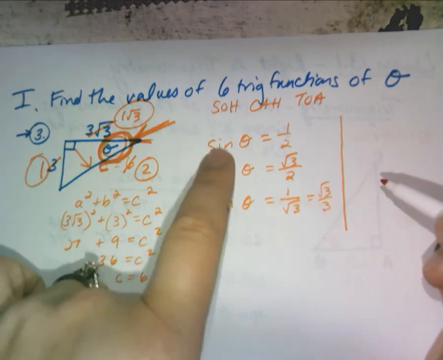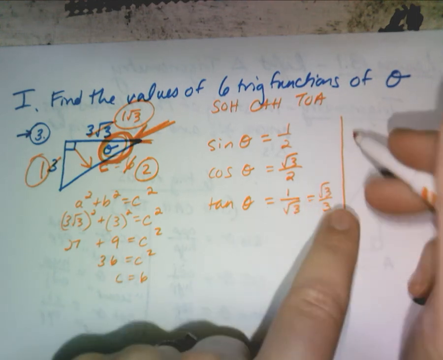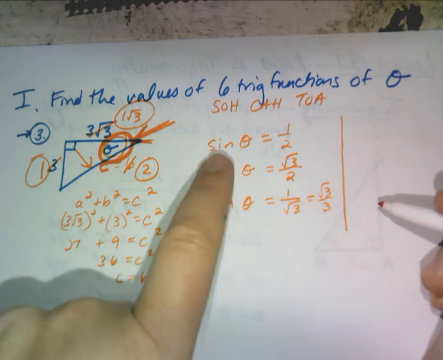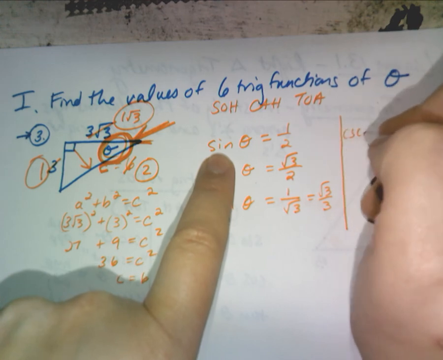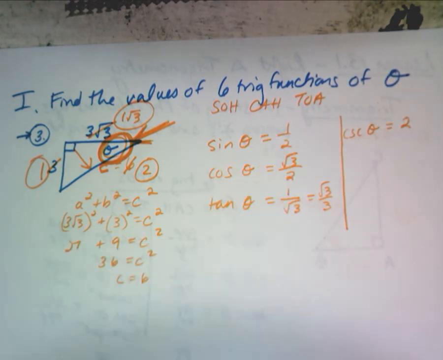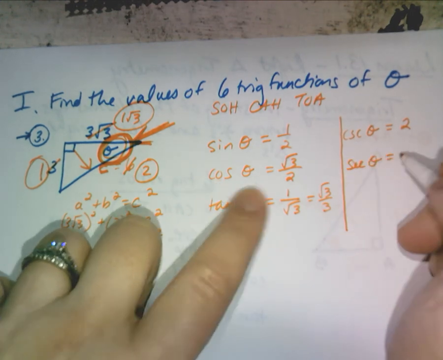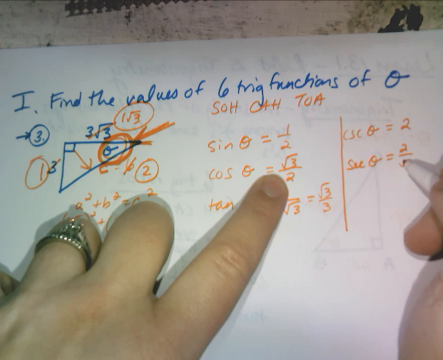Then, once you get those 3, the other 3 are really easy. You just have to remember which one comes first. Sine's reciprocal is cosecant, and then just flip that. 1 over 2, flip it to 2 over 1 or just 2. Cosine's is secant. Flip this, it would be 2 over root 3, which I rationalized to be what?